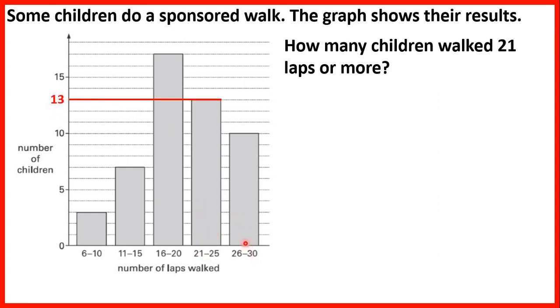But we also need to look at this bar here, because this bar tells us how many walked between 26 and 30 laps, and that's still more than 21. So if we go to the top of this bar, we can see that this bar here is 10 children. So to work out how many walked 21 or more, we need to add 13 and 10, and that gives us 23. So our answer is 23 children.